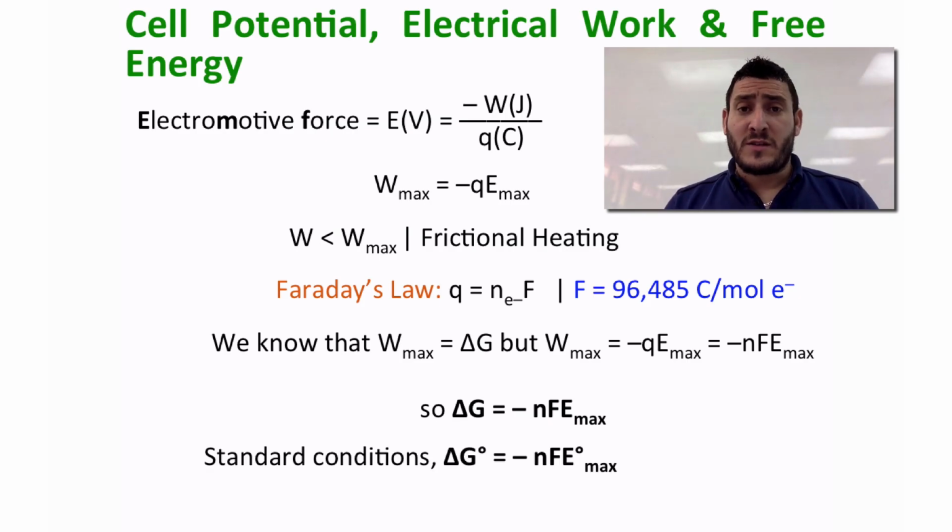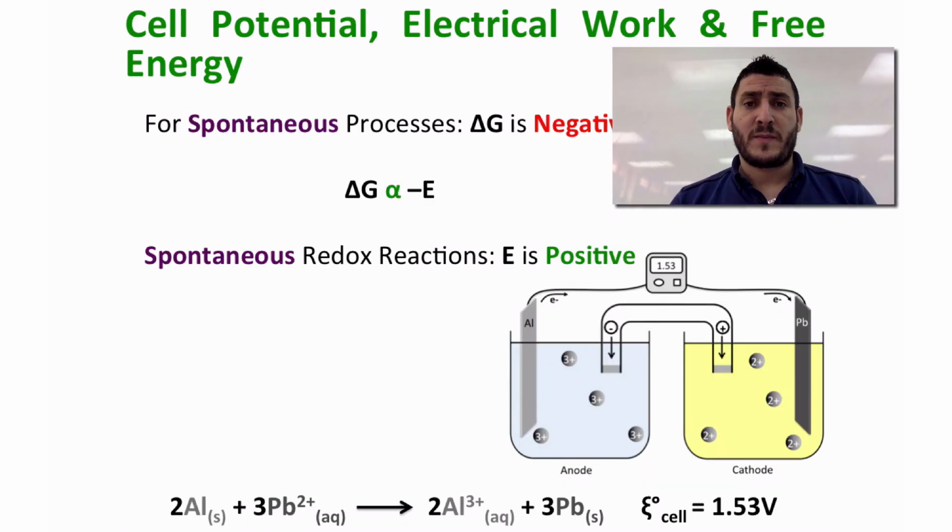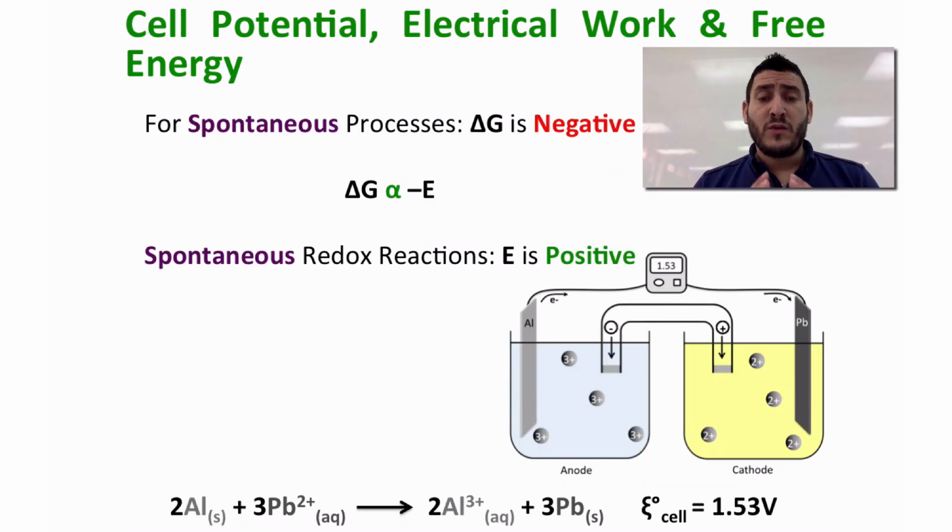For standard conditions, delta G0 is equal to negative the number of moles of electrons multiplied by Faraday's constant multiplied by the standard cell potential. Now, we know that for spontaneous processes, delta G has to be negative. And since delta G from this expression is proportional to the negative of the cell potential, we can tell that the galvanic cell will always run in the direction that gives a positive cell potential.